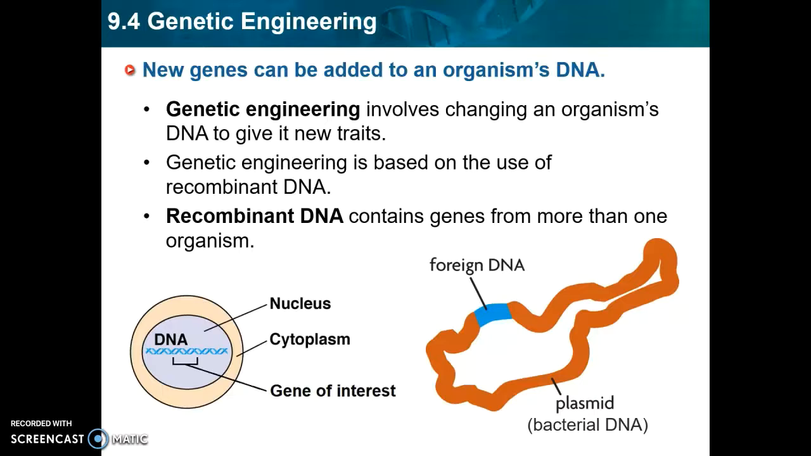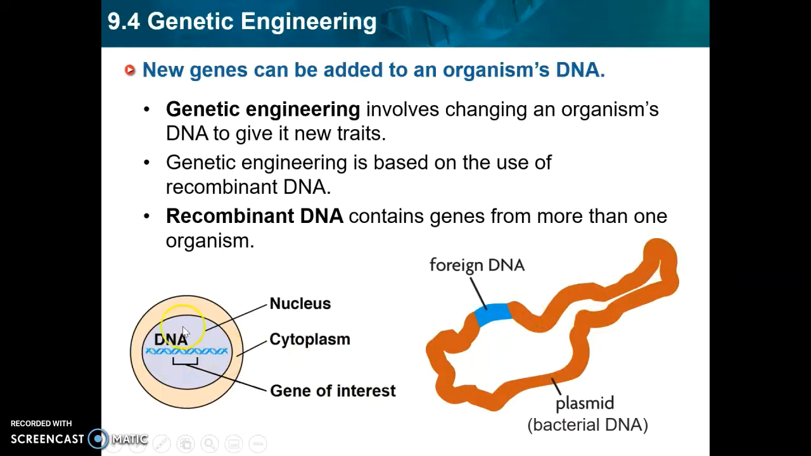So in genetic engineering, we basically are going to have to make recombinant DNA. No matter what type of organism we're using, in order to genetically engineer it, we need to give it DNA from an outside source. So a lot of times this is done with a bacterial plasmid, which is just that loop of DNA found in the cytoplasm.